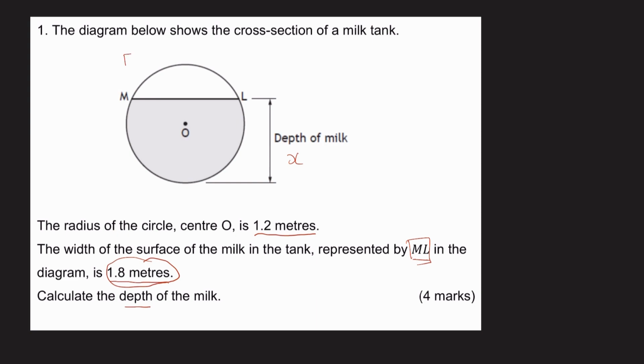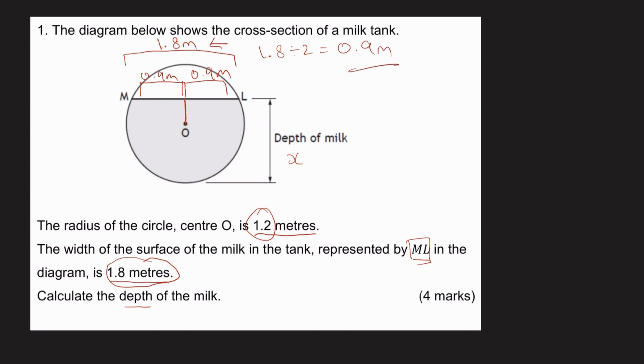So ML is the portion that's here. This is 1.8 meters. And the radius of the circle from center O is 1.2 meters. Okay. So the first thing we want to do now is know that half of this has to be 0.9 meters and the other half has to be 0.9 meters, because the whole thing is 1.8, and if you do 1.8 divided by 2 you get 0.9 meters.